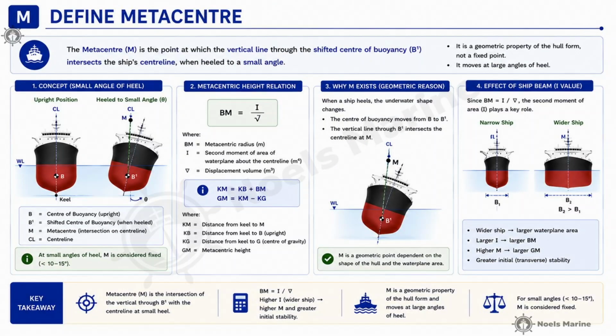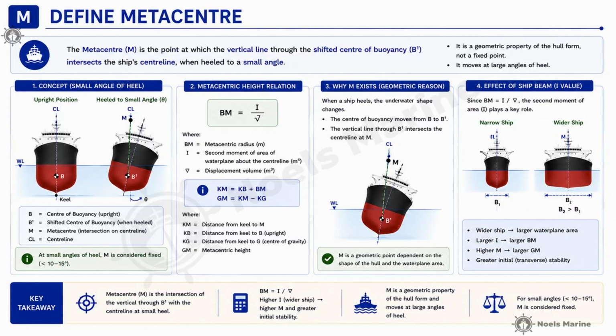Section 4. Let's define the metacenter. What exactly is M? Let's briefly break down what the metacenter actually is. When a ship heels to a small angle, the vertical line passing through the new, shifted center of buoyancy intersects the ship's center line. That exact intersection point, that is your metacenter, or M.